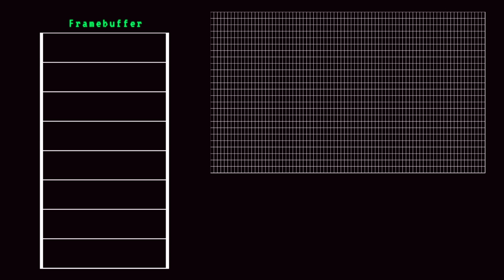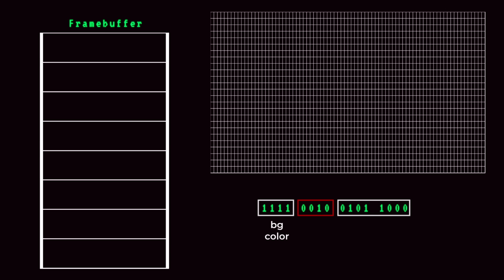Okay, let's take a closer look at how this works. So each entry has a size of 2 bytes, which is 16 bits. These first 4 bits define the background color, these 4 bits define the text color, and these 8 bits define the letter to be displayed. And this example is the letter X in green and a white background.